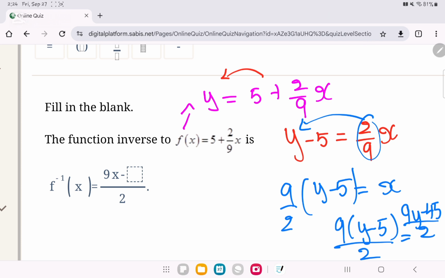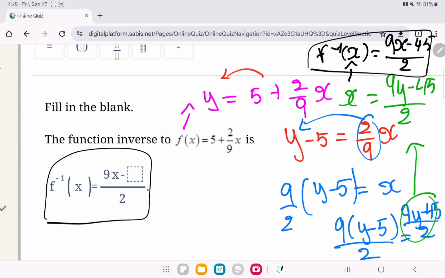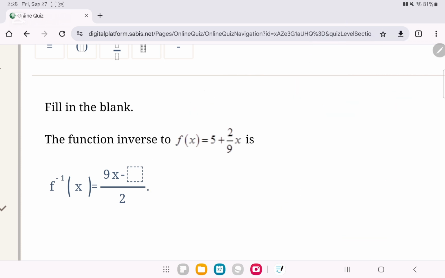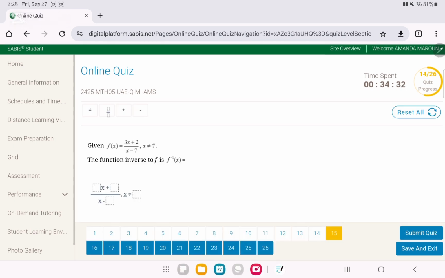Okay? So then what happens? We said that x is equal to 9y minus 45 over 2. We said we're not done yet. We have to, first of all, take x and change it to f inverse of x. Then anytime we see a y, we're gonna change it into x. So it becomes 9x minus 45 over 2. So our answer here, if we're gonna follow this, it is f inverse x is equal to 9x minus 45 over 2.